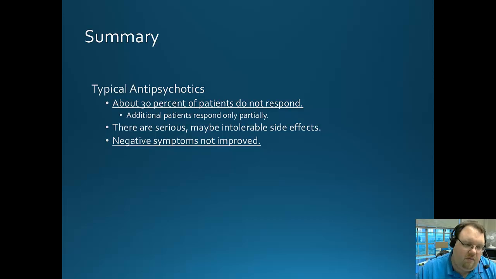Another problem with the typicals is that about 30% of patients don't respond. This is actually significantly better than we've seen for a lot of classes of medication, but still, that's a significant number of people that don't respond. We mentioned there are very serious, sometimes intolerable side effects. And negative symptoms, by and large, are not improved with this class of medication. With the second and third generation, you can argue it. Here, you really can't argue it. The negative symptoms aren't getting better with these.